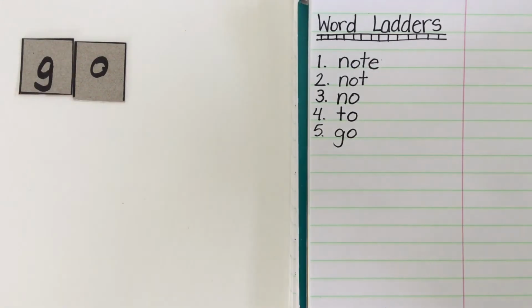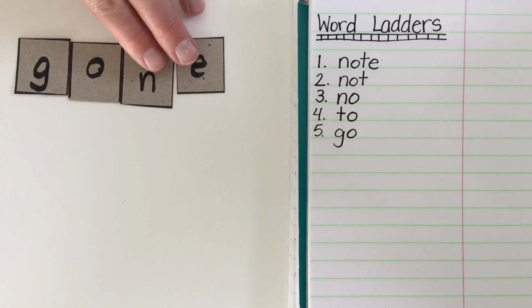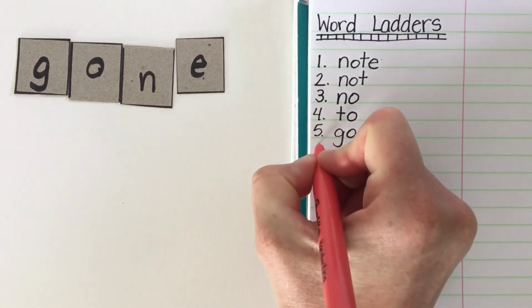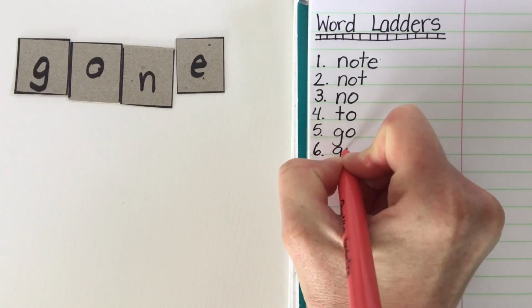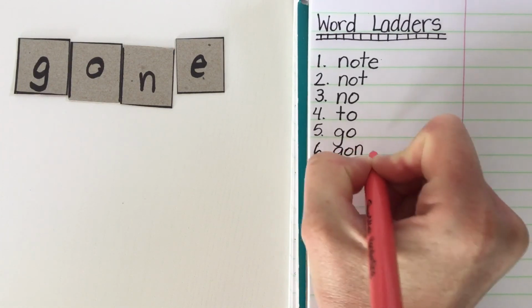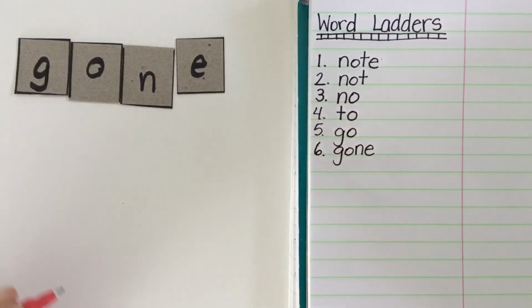So let's see. I've got G-O. I wonder if I can use that G-O. Oh, I think I can. I'm going to put a different ending on this word. So I'm going to put on N-E. I'm going to write the word gone. G-O-N-E. Now, I have 6 words already, and that hasn't taken me very long, so I'm going to keep going.